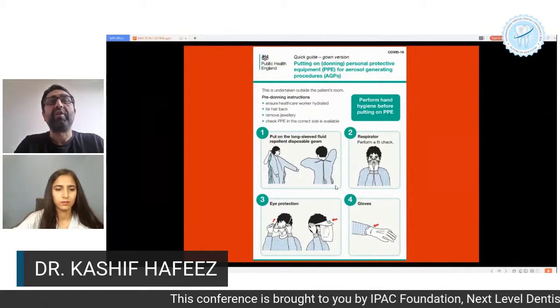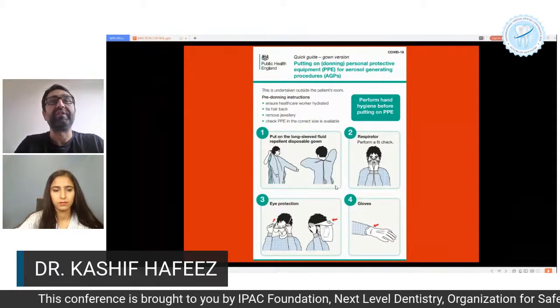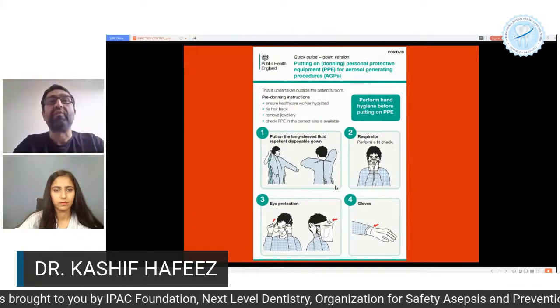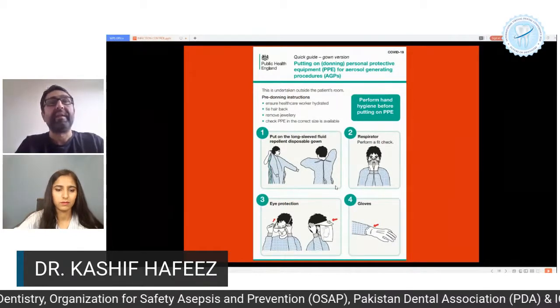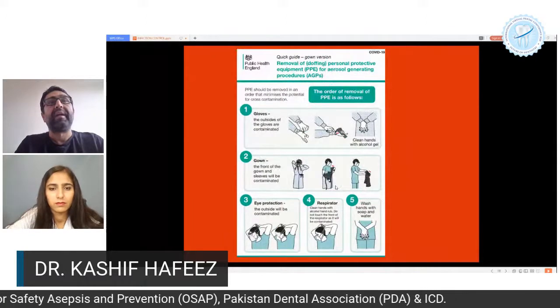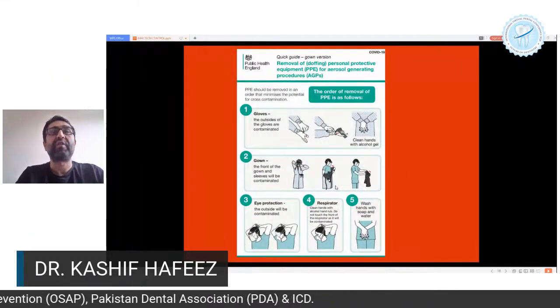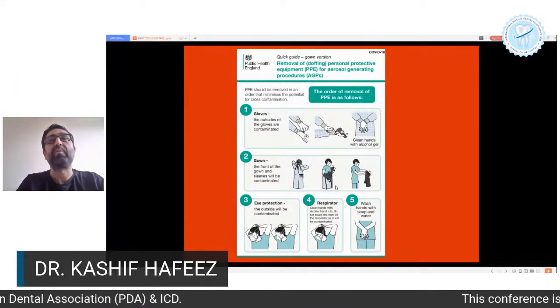Putting the gown on and taking it off, there is a protocol, there is a proper flow for putting the gowns on and off. So how do you take it off? How do you put it on? So there is a proper protocol for taking it off.